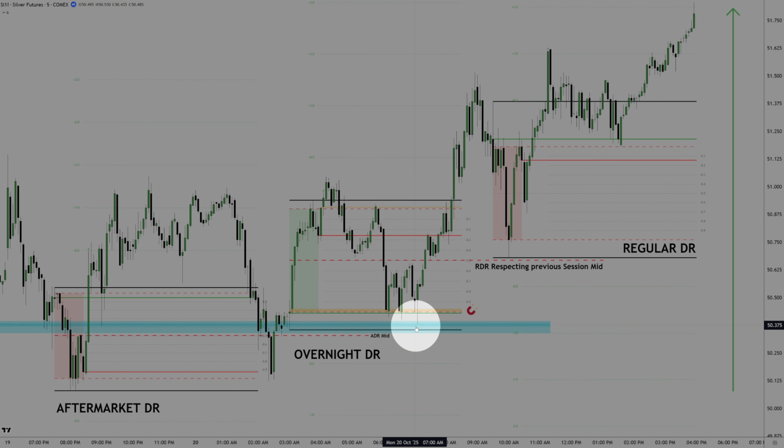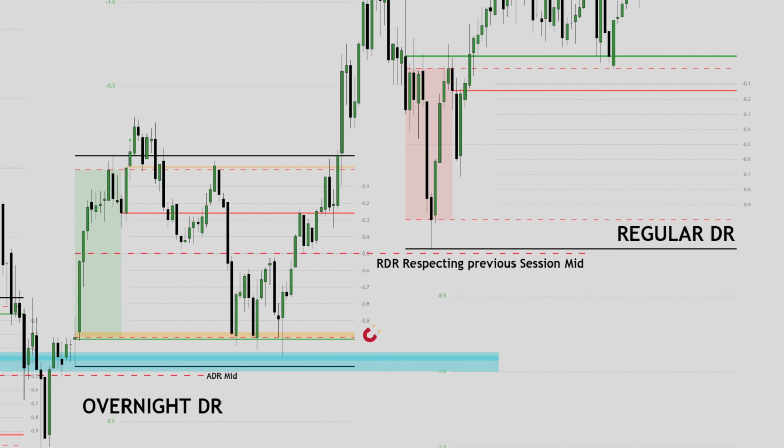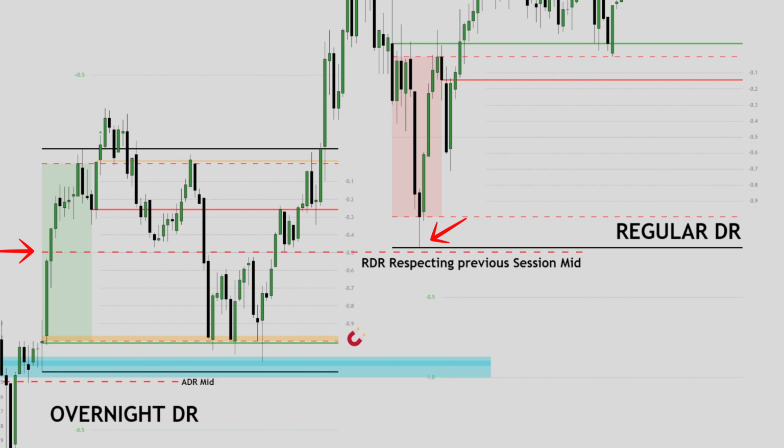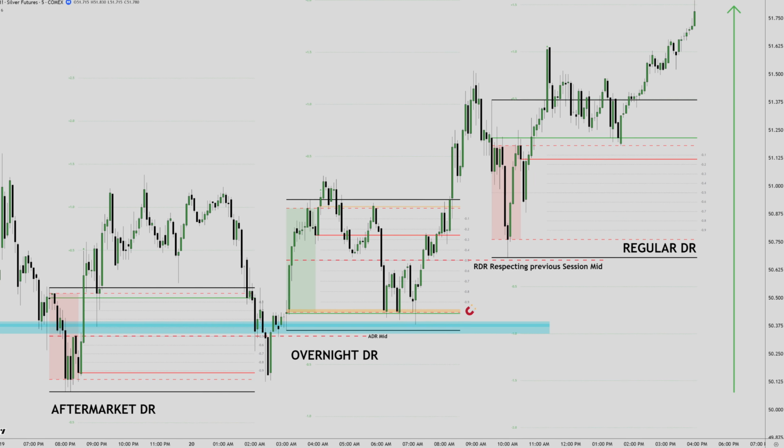By the session's end, strength is undeniable. Even the regular DR session later that day respected the same upside logic, never breaching the previous session's mid. This is what clean, structured DR price action looks like.